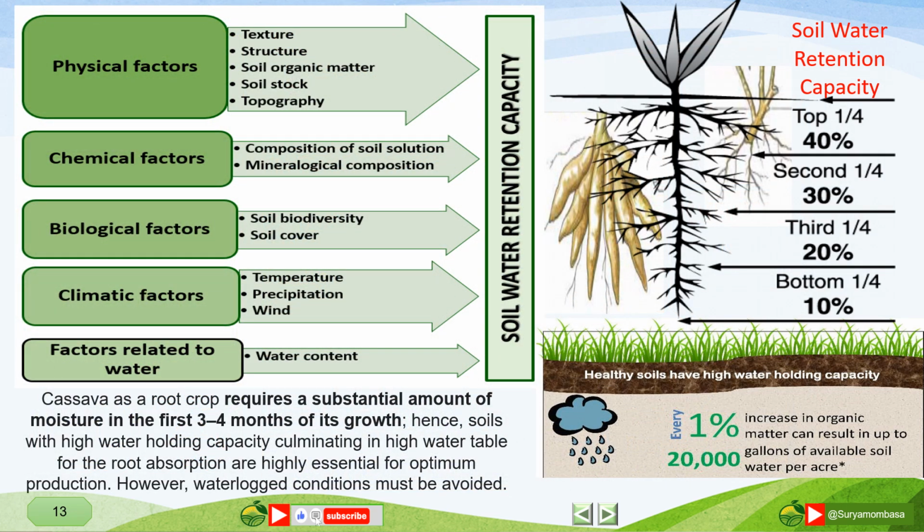Cassava as a root crop requires a substantial amount of moisture in the first 3 to 4 months of its growth, hence, soils with high water holding capacity culminating in high water table for the root absorption are highly essential for optimum production. However, waterlogged conditions must be avoided.